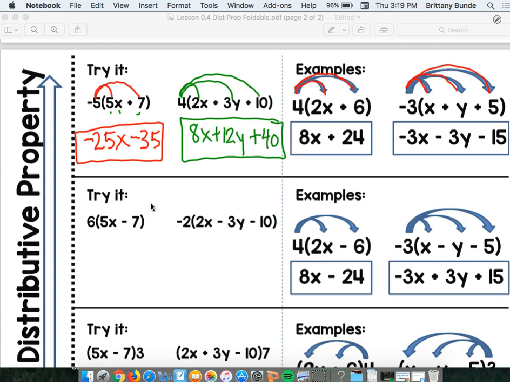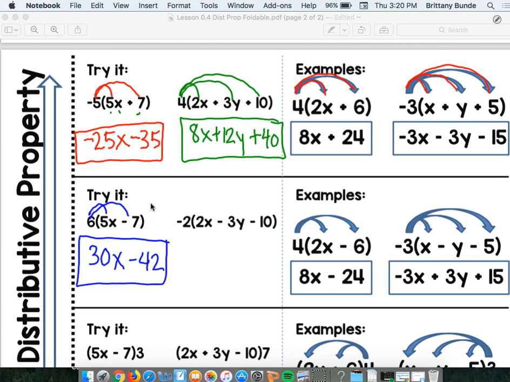Let's try another one. 6 times 5x is 30x. 6 times negative 7 would be negative, oops, not 35, negative 42. And there we go. That's our answer. Okay, are we feeling okay?